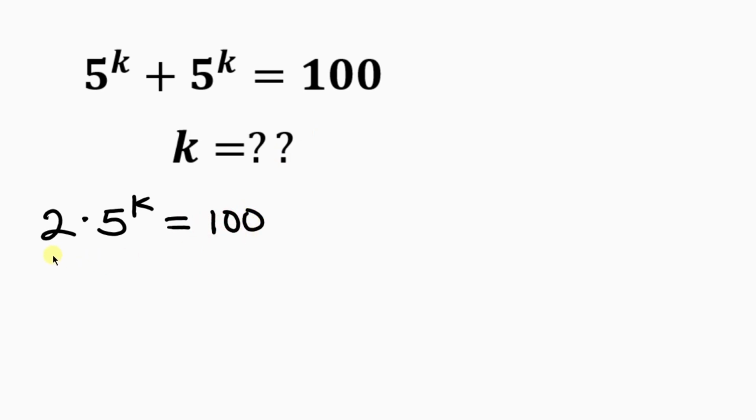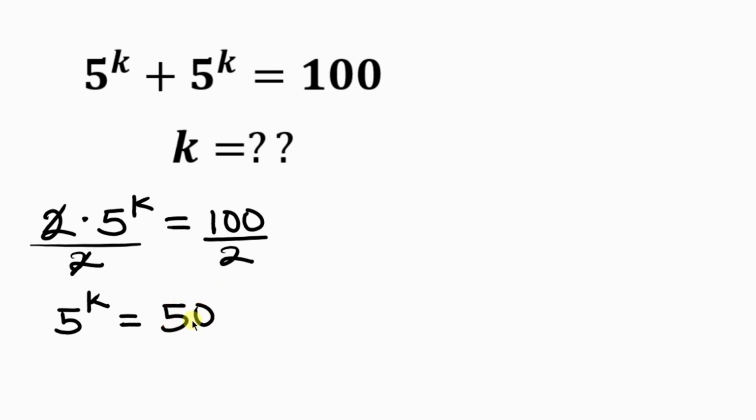Now we can divide both sides by 2. So I'll divide the left-hand side by 2. I'll divide the right-hand side by 2. Now this 2 cancels out this 2, leaving behind 5 to the power of k to be equal to 100 divided by 2, that is 50.